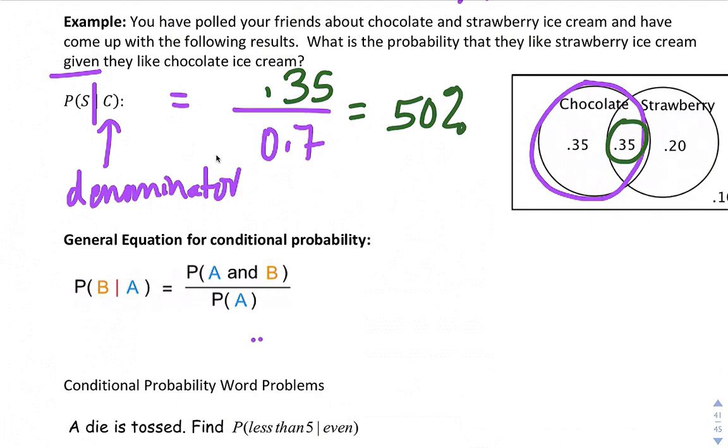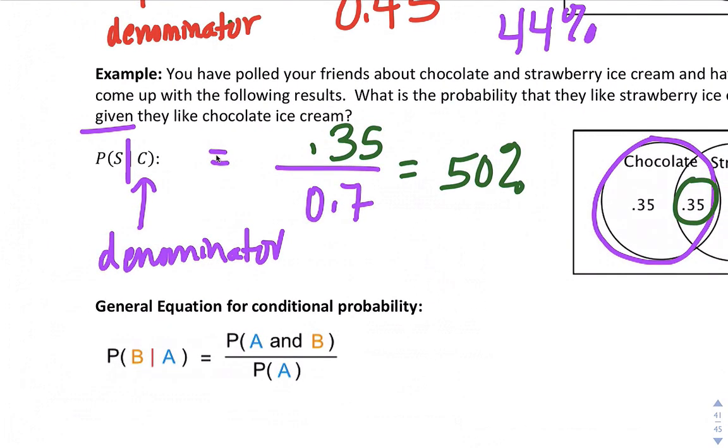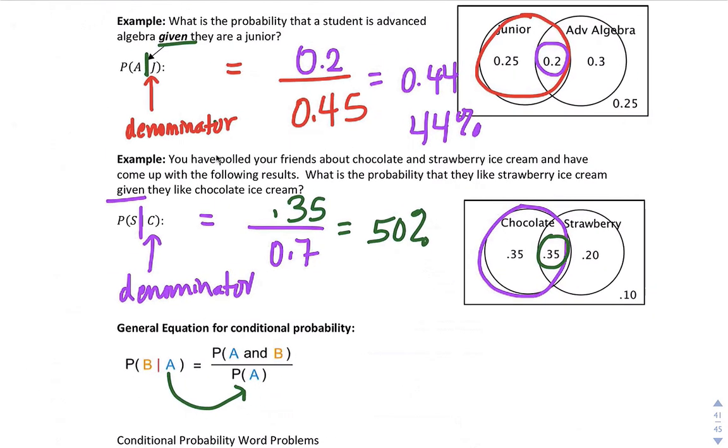I feel like you just have to know what the formula or what the problem's asking you. So the general equation is the probability of B given A. Again, take a look at your denominator. It gives you the new bottom. You find the probability of everything in the A circle. And then you take a look.